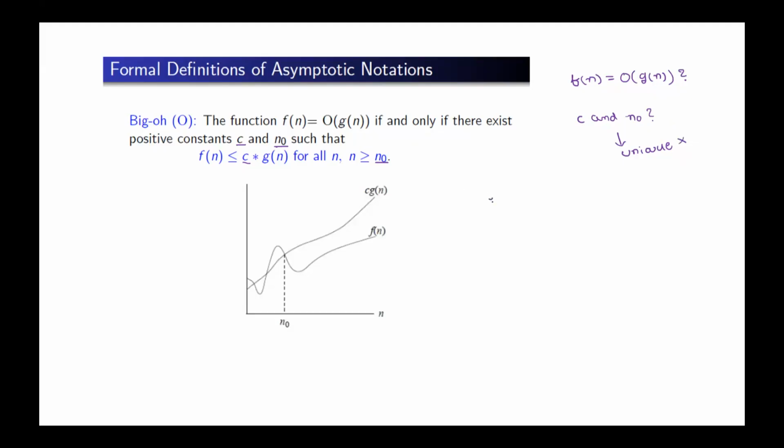Again, to recall, say 7n cube minus 8n square plus 6n plus 20. Is it big O of n cube? Is that true? Yes. Now say someone has asked us to show that 7n cube minus 8n square plus 6n plus 20 equals big O of n cube. How to show that?